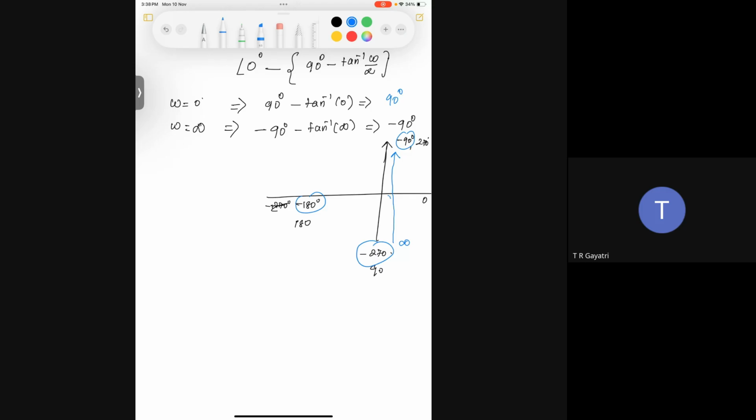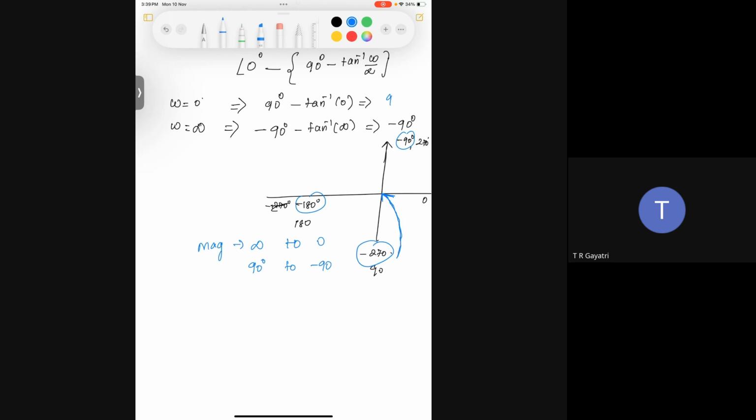So your plot would look like this. Magnitude comes from infinity to 0, and your angle comes from 90 to minus 90. So it will be like this. Your Nyquist plot would look like this, right? Everything is in this quadrant.